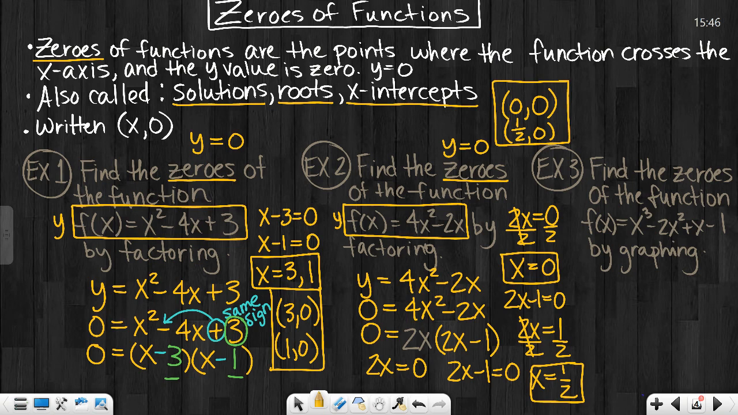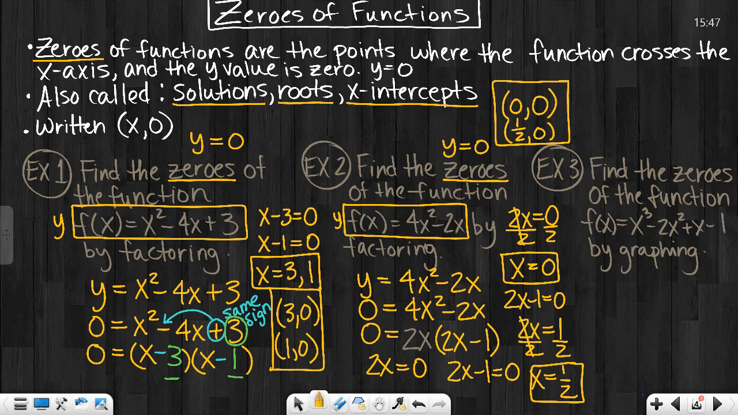So let's look at example 3. Example 3 says find the zeros of the function f of x equals x cubed minus 2x squared plus x minus 1 by graphing. You can solve these by graphing, and graphing is going to be your fail-safe.